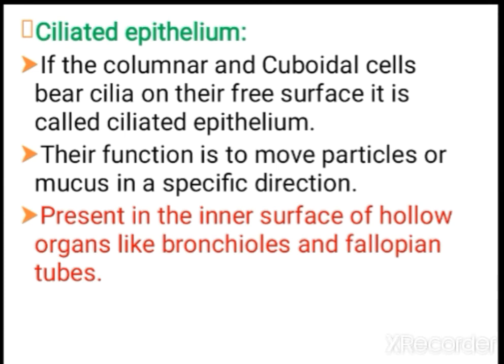Okay, the ciliated epithelium. When the cells have cilia on the free surface, you call that a ciliated epithelium. The function of this is to move the particles or mucus in a specific direction. In whichever direction it has to move, accordingly the cilia move and send the particles. It is present in the inner surface of hollow organs like bronchioles and fallopian tube. In bronchioles, if any dust particle comes inside, by means of ciliary movement it will send it out. In the fallopian tube, it is useful for the movement of the egg.